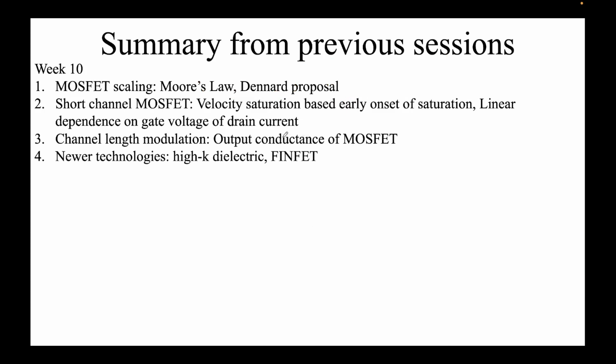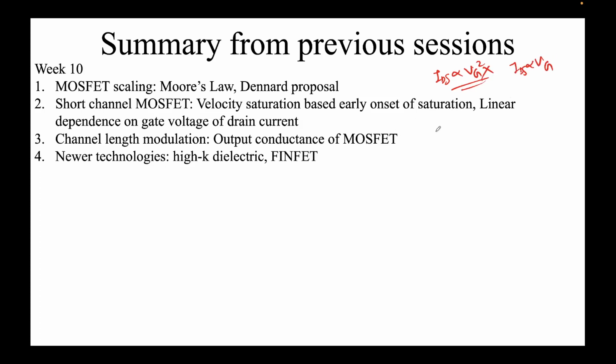Finally, the MOSFET scaling, Moore's law, that every 2 years the number of transistors will double, and the scaling proposed by Dennard. We saw the issues with short channel MOSFET, primarily that the velocity will saturate early, which will cause the early saturation of current. And then we saw, linked to that, that the drain current is not Vg squared as in long channel. It is rather directly proportional to Vg, the linear dependence.